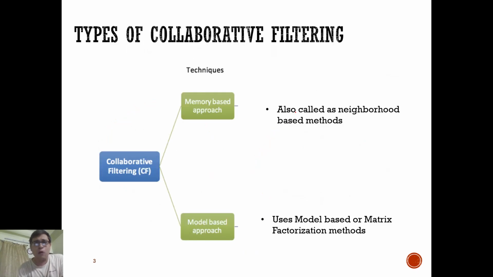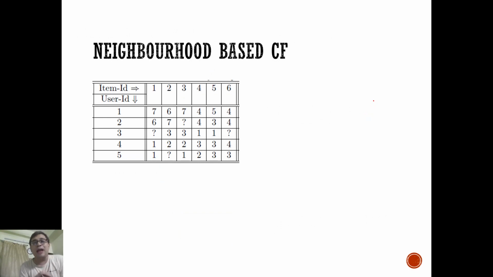Now let's look at the types of collaborative filtering. From the approach point of view, it can be thought of as a memory-based approach, where you deal with the entire matrix and generally you can store it in memory. These are also called neighborhood-based models. The other approach is called the model-based approach, which uses either a machine learning model or some matrix factorization methods. We'll come to that in later lectures. Now let's look at the maths of neighborhood-based collaborative filtering.